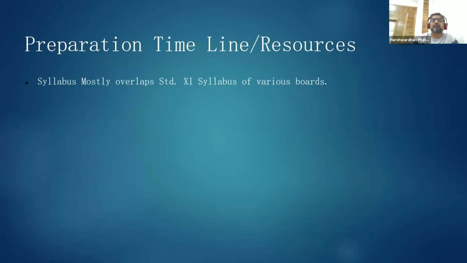Preparation timeline and the resources. The syllabus mostly overlaps the standard 11 syllabus of various boards as far as the mechanics course is concerned. In fact, some small parts are taught in standard 10th as well. So ideally, this AP is for students who are either in 10th and going to 11th, or who are in standard 11th. This is very ideal for those students. If you're already in 12th, you can still take it if you haven't taken it. But 10th and 11th is the right time to take it.